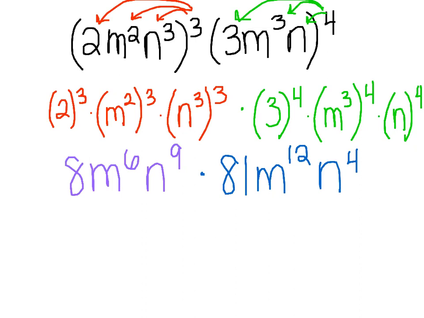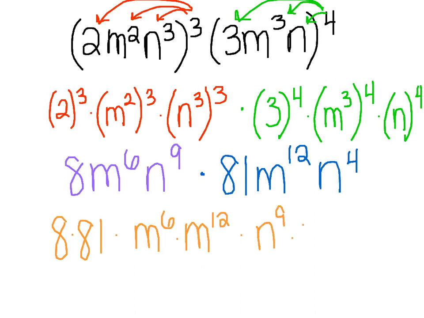Now, even though we've simplified each of those, we're not done. We need to simplify this entire multiplication expression. So we're going to put our numbers together, 8 times 81, our m's together, m to the 6th times m to the 12th, and our n's together, n to the 9th times n to the 4th. Notice I haven't done any math. I just reordered my terms. I put my numbers together from here, my m's together from here, and my n's together from here.